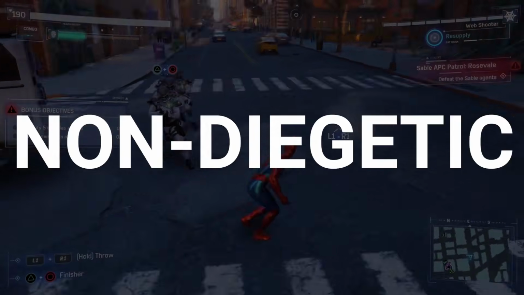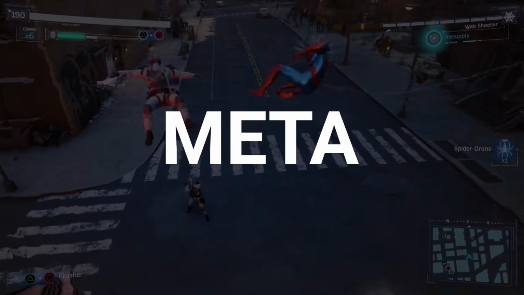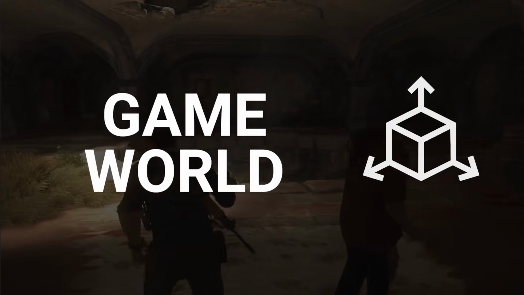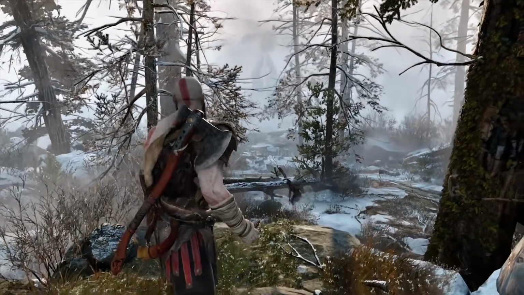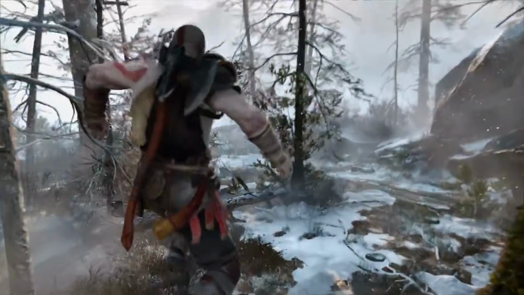When it comes to UI in video games, we tend to separate them into 4 separate categories: non-diegetic, diegetic, spatial, and meta. Each of these 4 things relies on 2 major characteristics, that being the game world and the game's narrative. Whichever one you pick tends to switch on and switch off one of these characteristics.